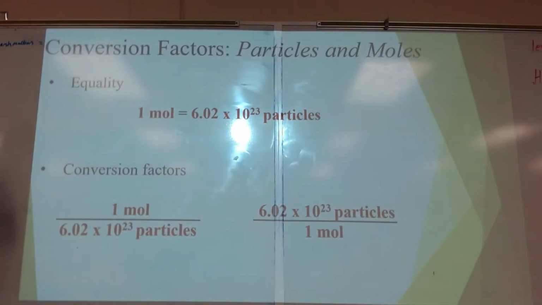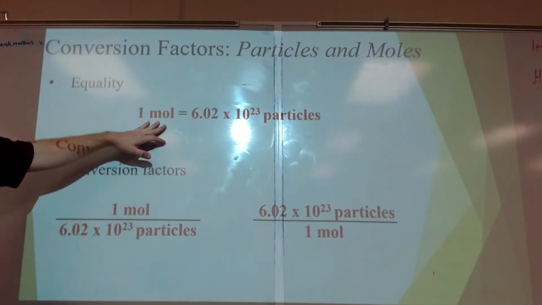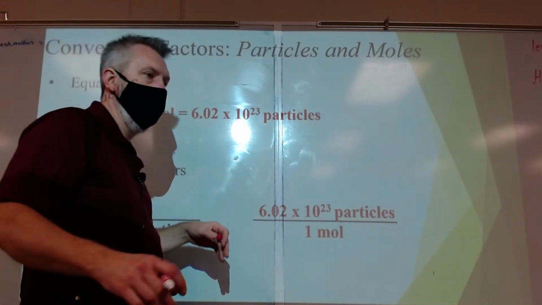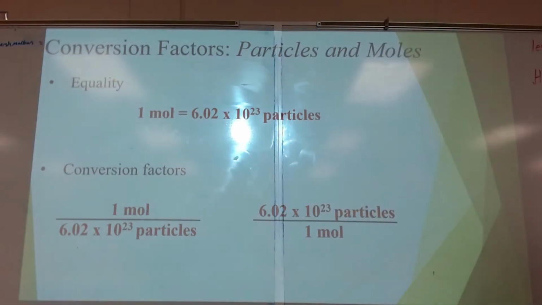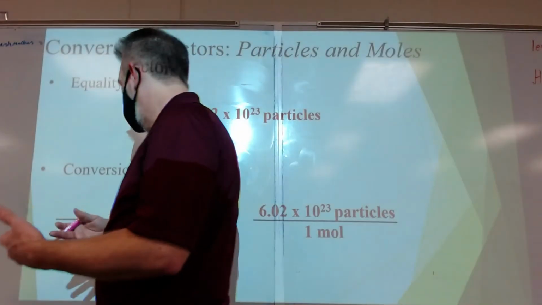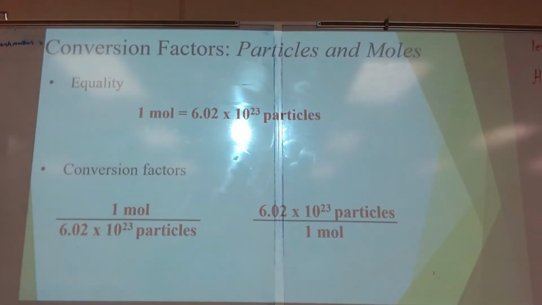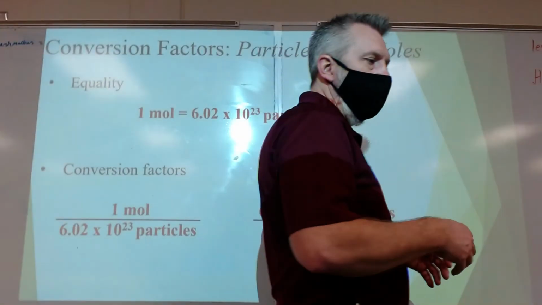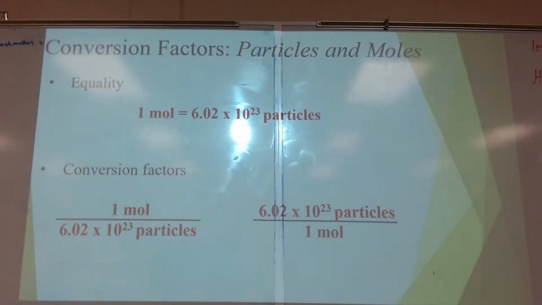So we have an equality that 1 mole of any substance is equal to 6.02 times 10 to the 23rd particles of that substance. Therefore, I can make conversion factors that are algebraically true: 1 mole divided by 6.02 times 10 to the 23rd particles, or 6.02 times 10 to the 23rd particles divided by 1 mole. Both of those equal 1. And I'm allowed to multiply things by 1 in algebra because it doesn't change anything.